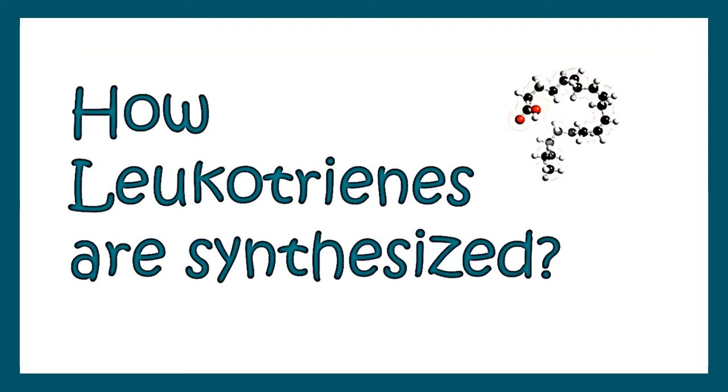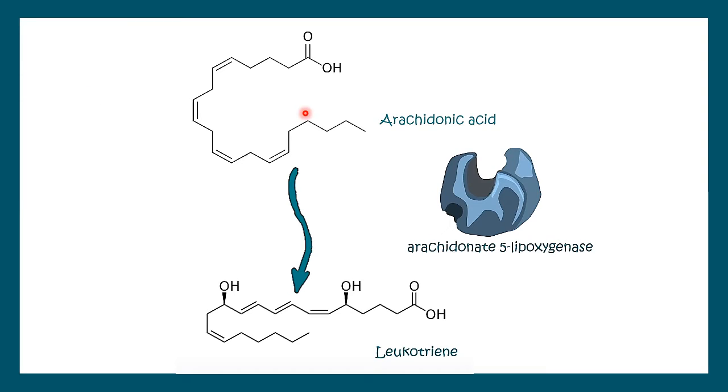Let's talk about how leukotrienes are synthesized in our body. Everything starts with arachidonic acid, and arachidonic acid is released from the plasma membrane phospholipids by the action of a specific phospholipase enzyme. Now arachidonic acid gets converted to leukotriene, and the key enzyme in this process is arachidonate 5-lipoxygenase. The 5-lipoxygenase enzyme is the rate-limiting enzyme here, so this could be used as a target for several diseases.